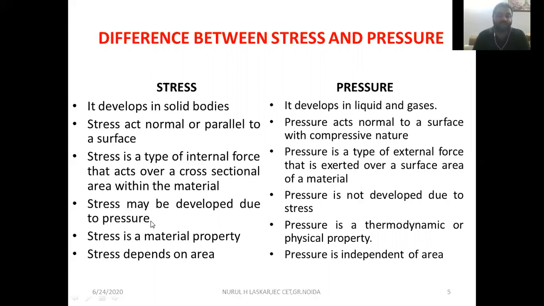Stress may be developed due to pressure. Means because of pressure, stress may be developed inside the body. But pressure is not developed due to the stress. Then stress is a material property, but pressure is a thermodynamic property, or we can say it is a physical property. Stress depends on area, pressure is independent of area. Stress depends on area because stress is force per unit cross-sectional area. So these are the differences between stress and pressure.